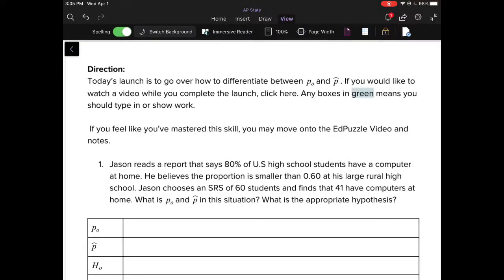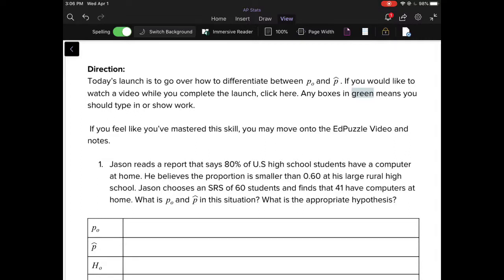Hey everyone. Today's launch is optional. This is a launch for you to do if you feel like you need practice differentiating between P naught and P hat. This is done as a request from some students because they're still a little bit confused on how to tell the difference between the two. If you feel like you've already mastered this, you can go ahead and just get started with our Edpuzzle video notes for today. You don't have to continue watching this.